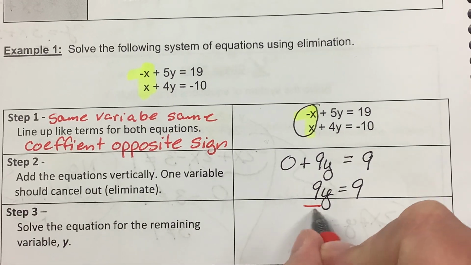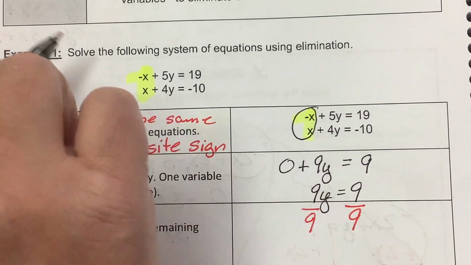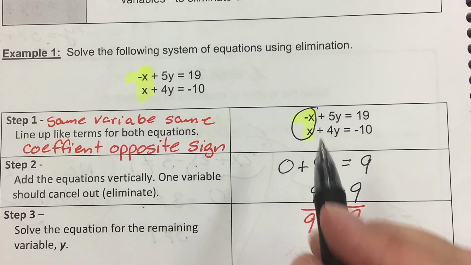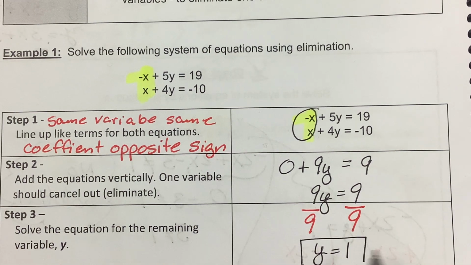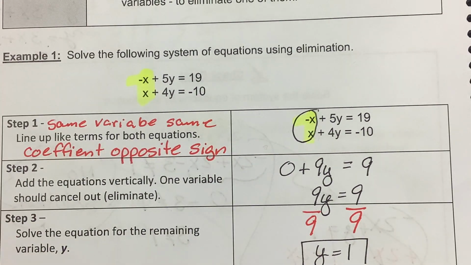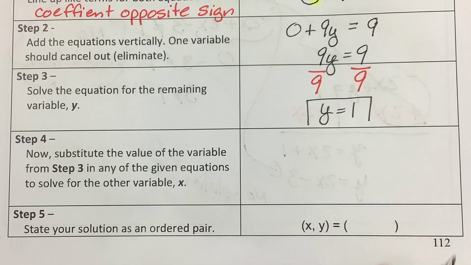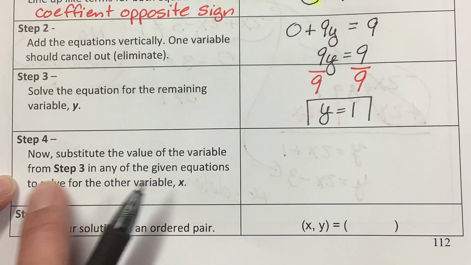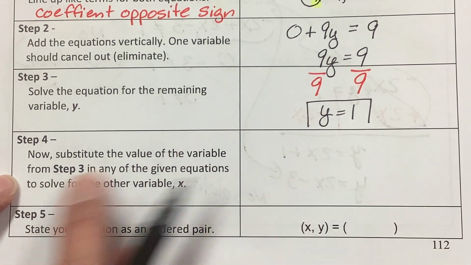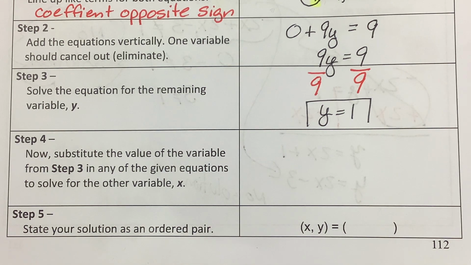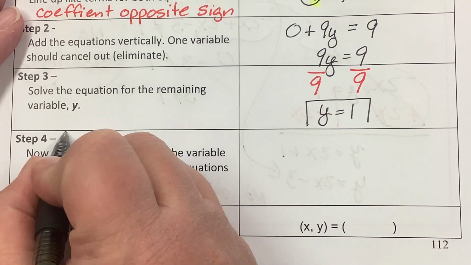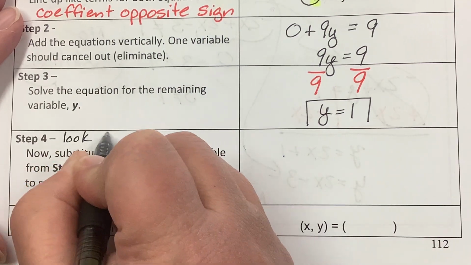So to solve it, divide both sides by 9. And 9 divided by 9 is 1. I have 1y equals 9 divided by 9, still 1. I have y is 1. Now, I have to find the x. Now we're going to substitute the value of the variable from step 3, that's 1, in any of the given equations. My personal opinion is look for positive variables.